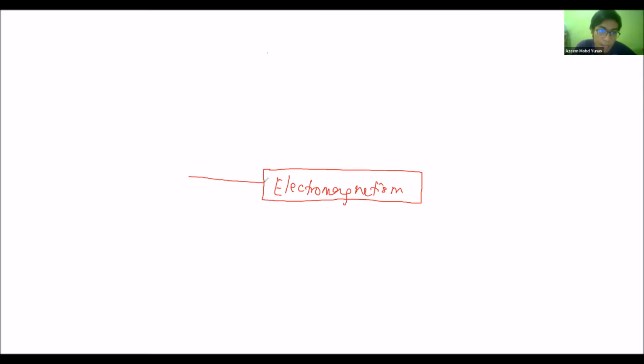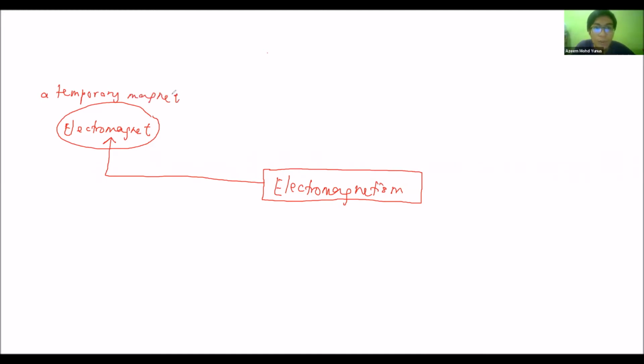So the first thing that we need to learn is about electromagnetism. Basically, it's a temporary magnet due to current flow in a current carrying conductor. Because of current flowing in the conductor, in the wire, there exists a magnetic field around it. We call it electromagnetic.